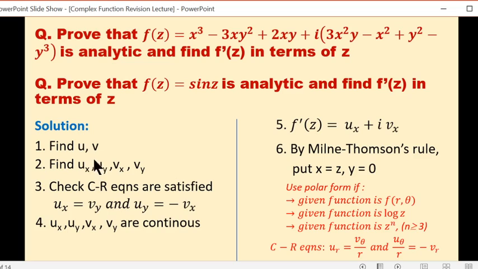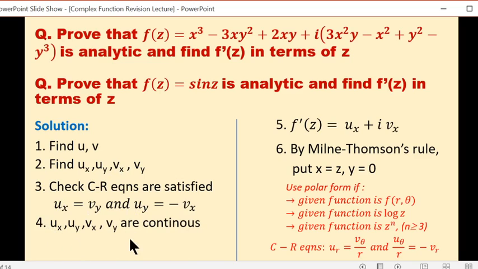Second step क्या करना है, u का derivative partially with respect to x, u का derivative partially with respect to y. Then v का derivative partially with respect to x, v का derivative partially with respect to y. Okay, ये चार partial derivatives find out करना है. Step number 3, you check whether the Cauchy-Riemann equations are satisfied. मतलब ux and vy same होने चाहिए, uy and vx should be negatives of each other. So we check whether Cauchy-Riemann equations are satisfied.